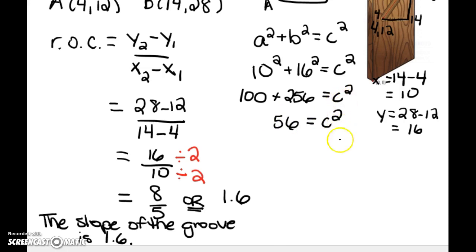Then we want just c, but here we have c squared. To get rid of a square, you have to do the inverse operation, and the opposite or inverse operation of a square is a square root. So you're going to square root both sides, and that will give you your answer for your c value, or the length of your groove. When you put the square root of 356 into your calculator, I'm going to go to 2 decimal places here. And what we should find is that the square root of 356 is 18.87. And that's equal to your c value.